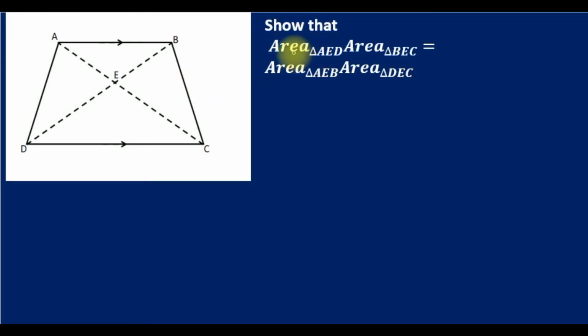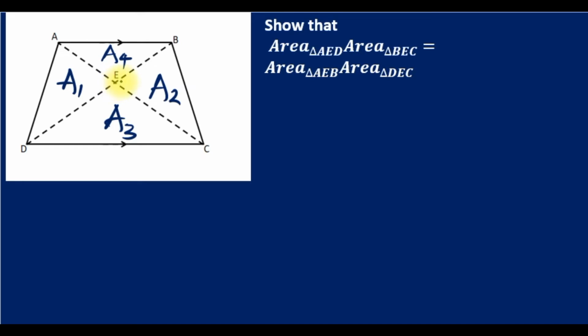It has to show that area of triangle AED times area of triangle BEC equals area of triangle AEB times area of triangle DEC. So if we call this A1, call this A2, we'll call this A3, and finally we'll call this A4. So we're asked to show that the products of the opposite areas are equal. If you multiply this, that is equal to the product of this.